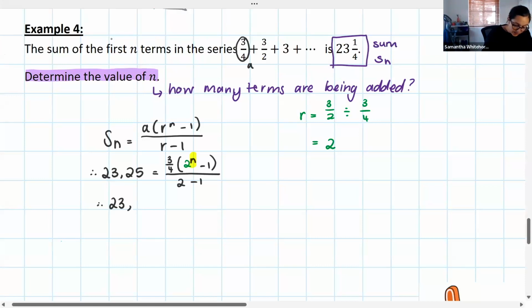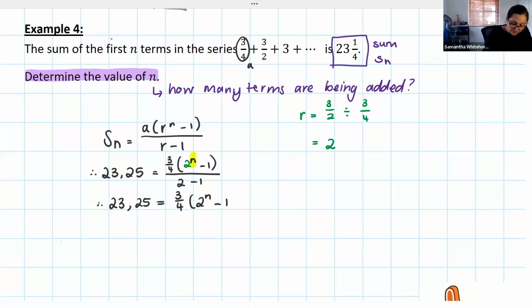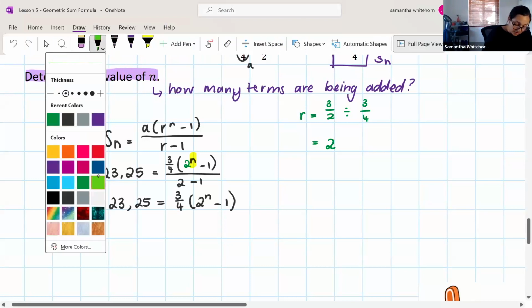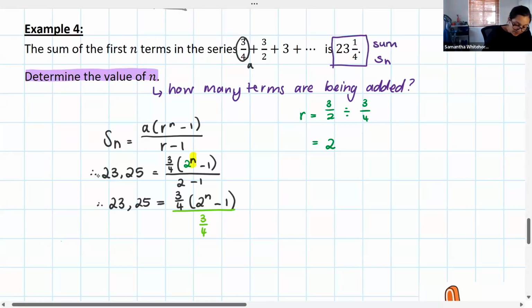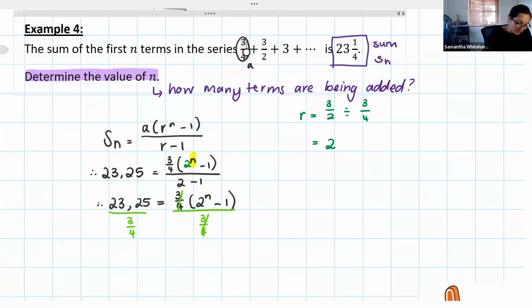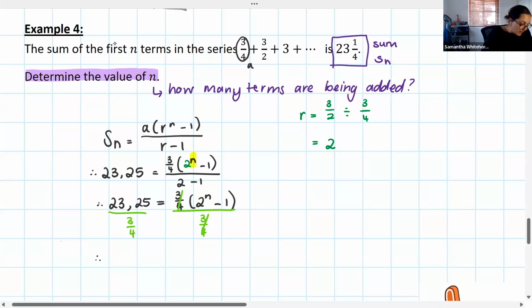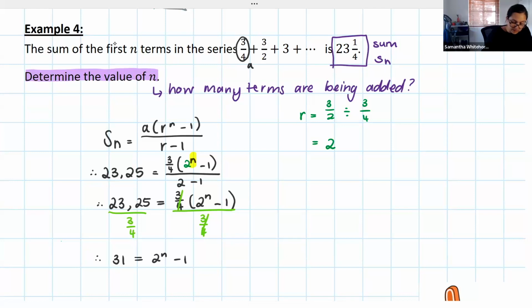So the equation we're working with is 23 1/4 is equal to 3/4 times 2 to the power n minus 1. And this is what I was saying, this is very, very similar to the question we've just done. I'm not a huge fan of that 3/4, so let's divide both sides by 3/4 in order to get rid of that fraction coefficient. It's now gone, I don't have to stress about it. And when we divide both sides by 3/4, I end up with 31 is equal to 2 to the power n minus 1.